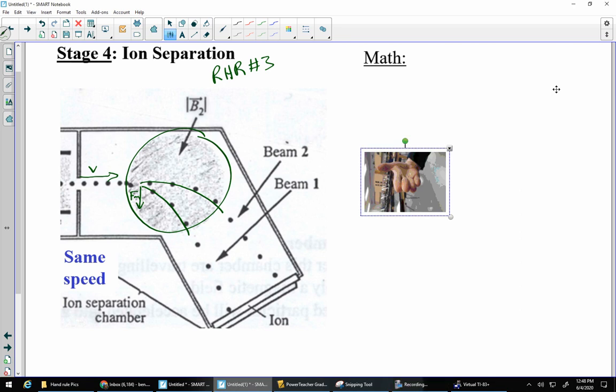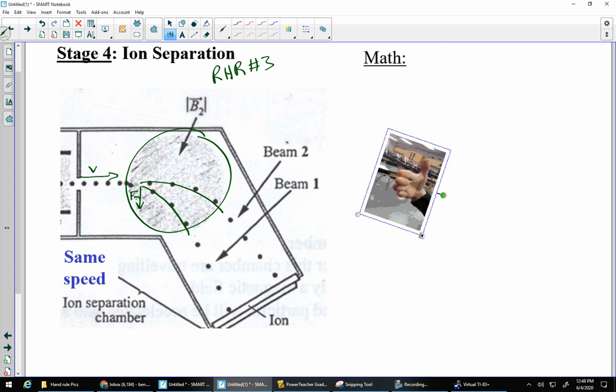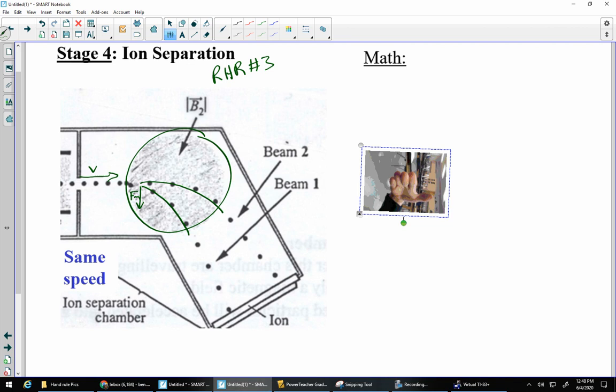Alrighty, so I got right hand rule number 3. My thumb, that's the velocity, has to be towards the right. So it's got to be that way. The magnetic force needs to be downwards. My palm needs to be downwards initially. So the direction of the magnetic field for this particular one must be coming out of the page.